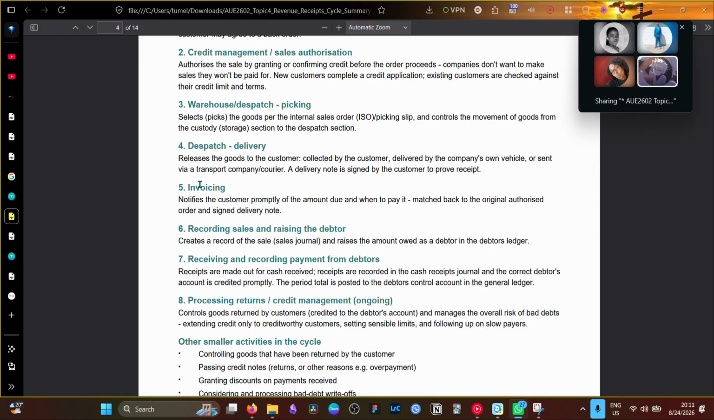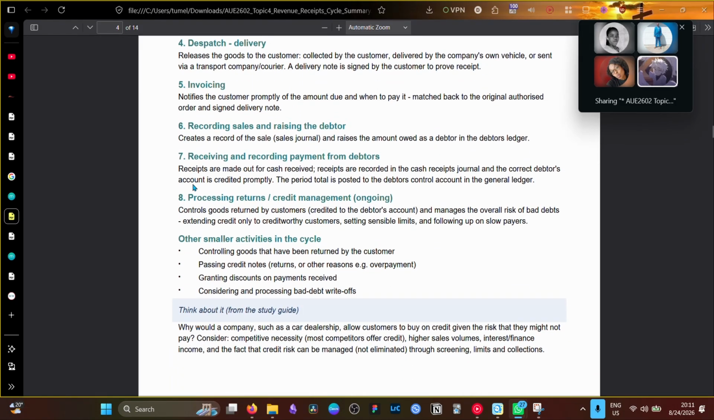And then 6 is recording sales and raising the debt. It creates a record in the sales journal, and raises the amount owed as a debtor in the debtors ledger. Now we're entering territory that we know. So this one makes sense, right? Because we are now recording this. And then number 7 is receiving and recording payment from debtors. So here, receipts are made.